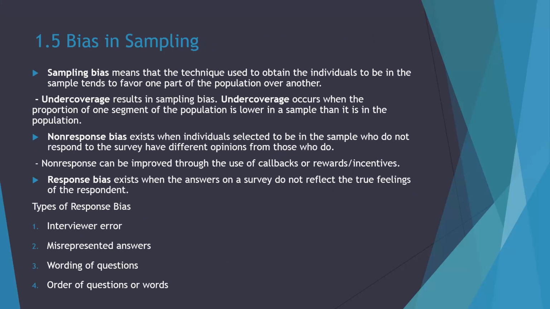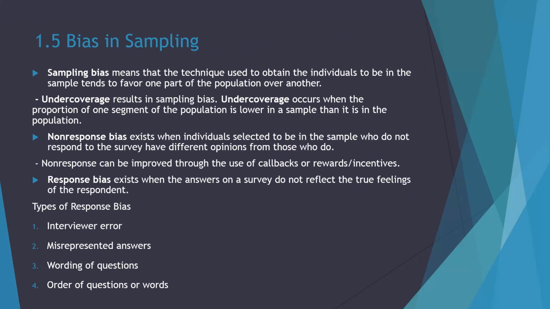Undercoverage results in sampling bias, and undercoverage occurs when the proportion of one segment of the population is lower in a sample than it is in the population. Non-response bias exists when individuals selected to be in the sample who don't respond to the survey have different opinions from those who do. Non-response can be improved through the use of callbacks or rewards and incentives.